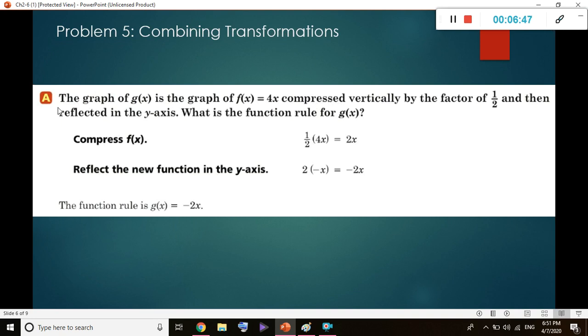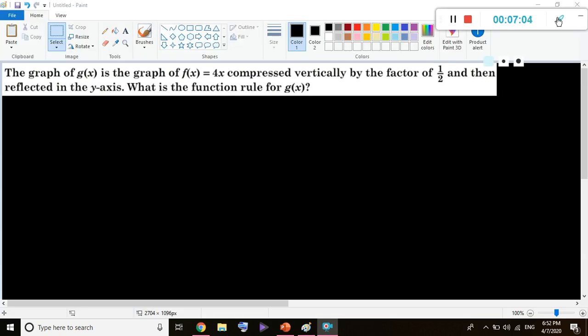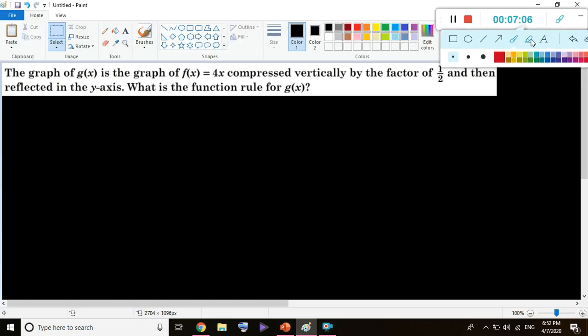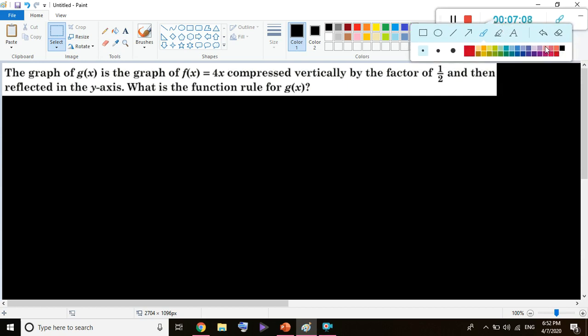Okay, so now let's read the example here. The graph of g of x is the graph of f of x equals 4x compressed vertically by a factor of 1 over 2 and then reflected in the y-axis. What is the function rule for g of x? Okay, so let's solve it together. Let's read what they want in this question.